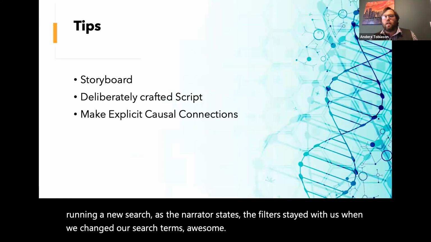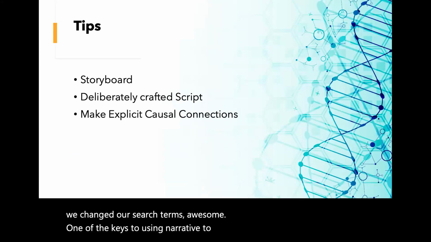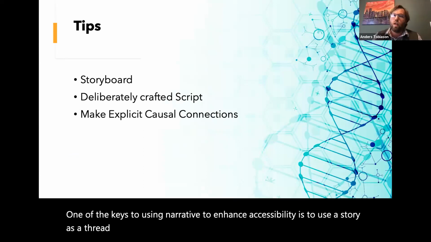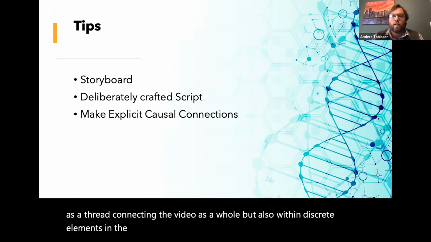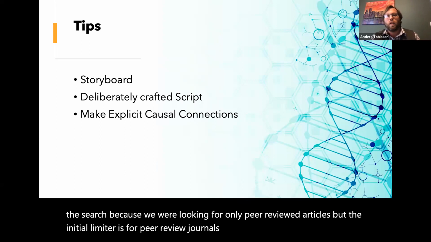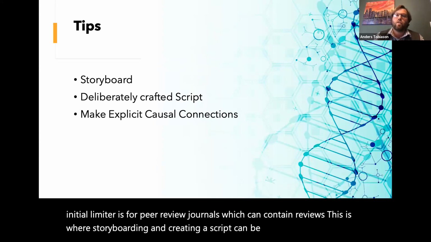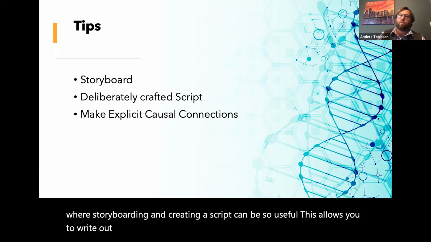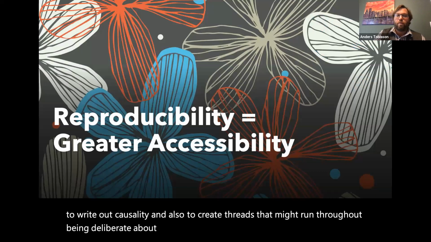One of the keys to using narrative to enhance accessibility is to use a story as a thread connecting the video as a whole, but also within discrete elements in the video. So for instance, I talk about excluding reviews from the search because we are looking for only peer-reviewed articles, but the initial limiter is for peer-reviewed journals, which can contain reviews. This is where storyboarding and creating a script can be so useful. This allows you to write out causality and also to create threads that might run throughout. Being deliberate about this can be really helpful.